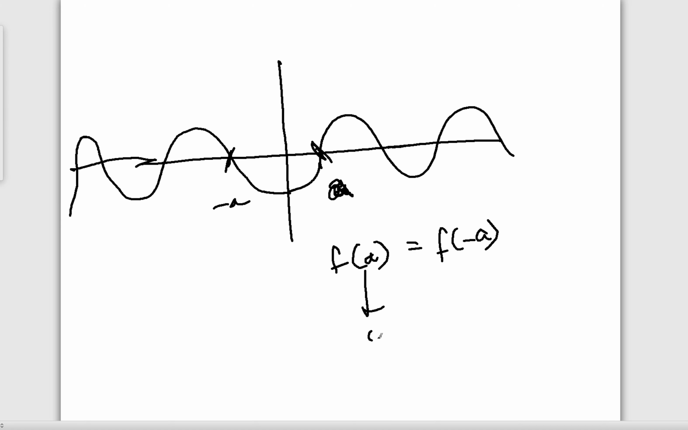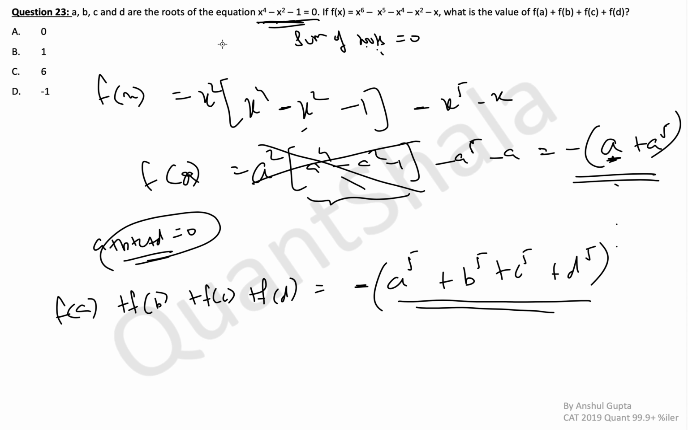Now that if a is the root, then f(a) equal to 0, then f(minus a) is also equal to 0, that means minus a is also a root. That means if a is a root, minus a is a root. If 4 is a root, minus 4 is also a root. Similarly, coming back to the question here, this function is an even function here. Okay.